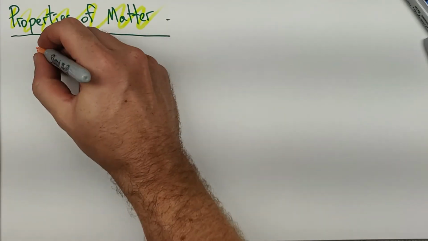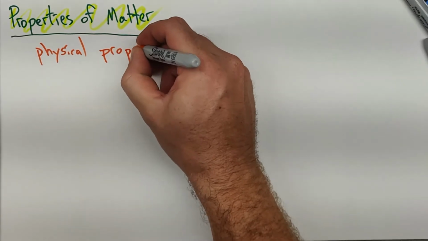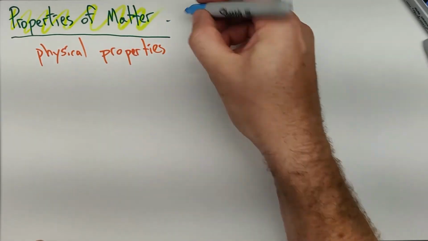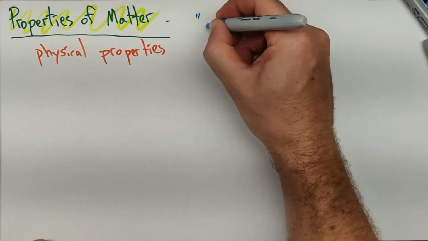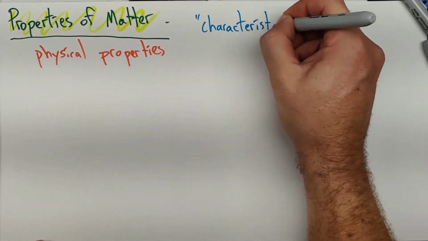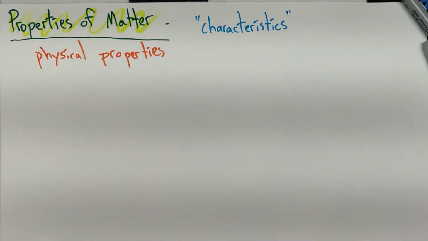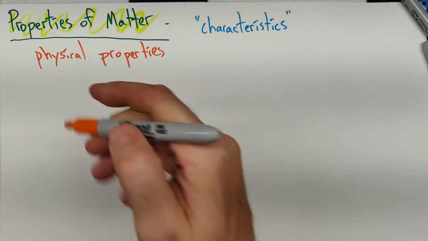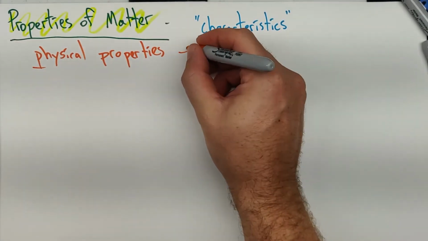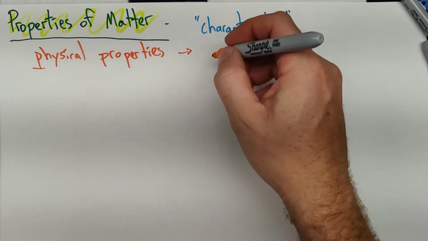So, physical properties. And I am going to cut one corner. Hopefully this will work out well for us. For our properties of matter, we're dealing with characteristics, right? So I'm not going to include that in every single definition down there. When we're talking about properties, we're talking about characteristics. And these physical properties are characteristics that can be observed without changing the identity of a sample.